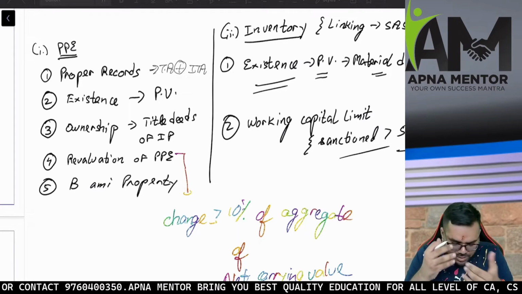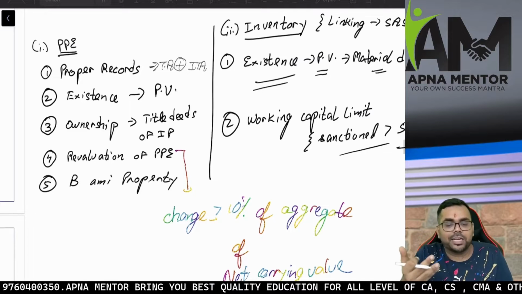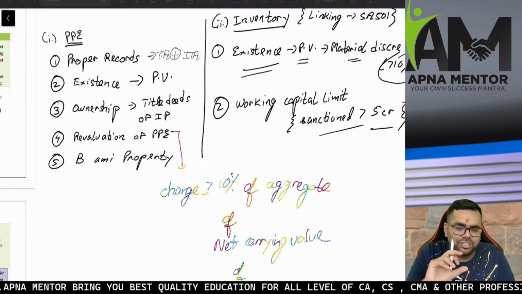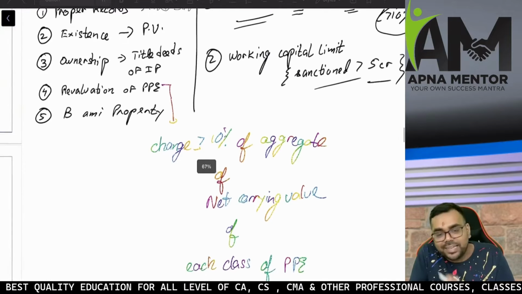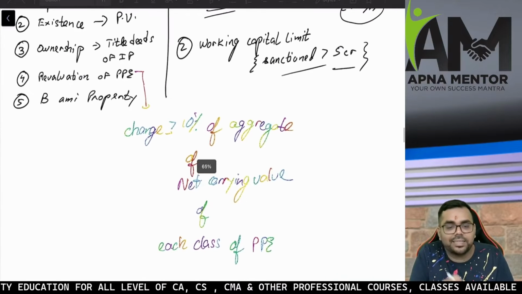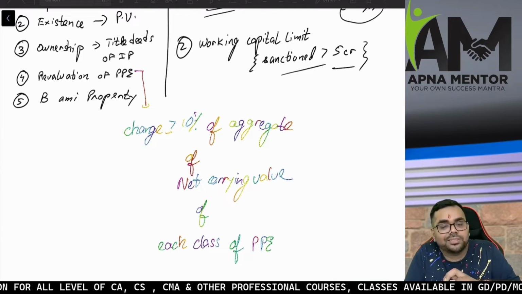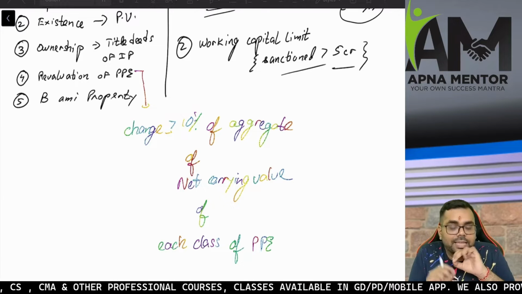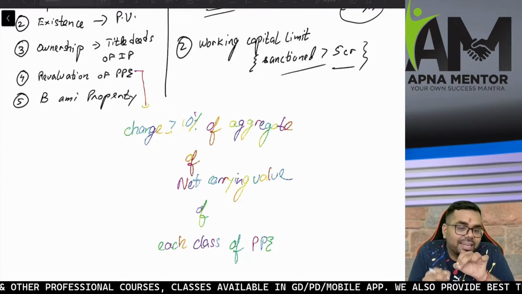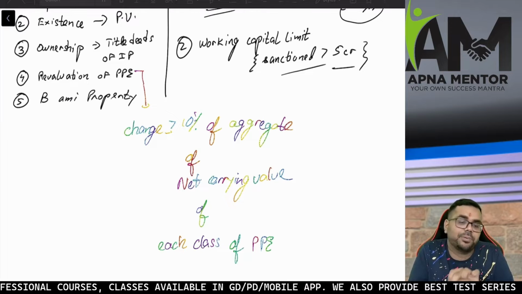If the PPE is revalued during the year, in that particular situation, if there is a minor change in the valuation of PPE, I don't need to report. But if the change is material, that is greater than or equal to 10% of the aggregate of net carrying value of each class of PPE, I need to report.